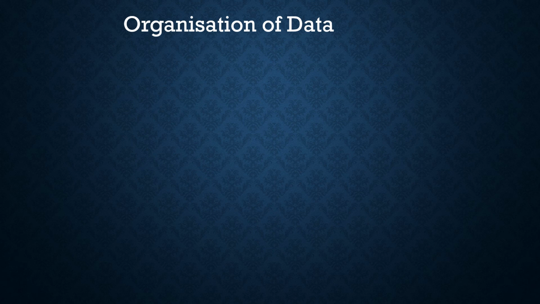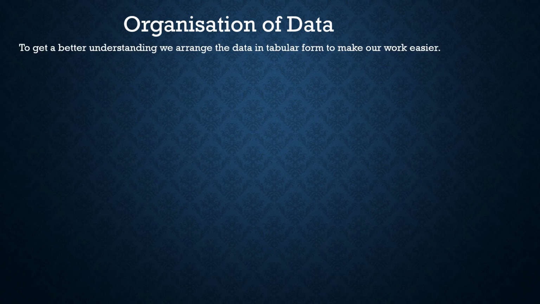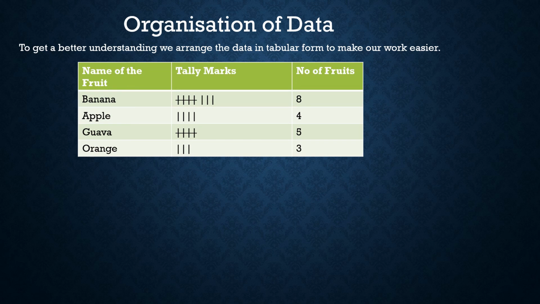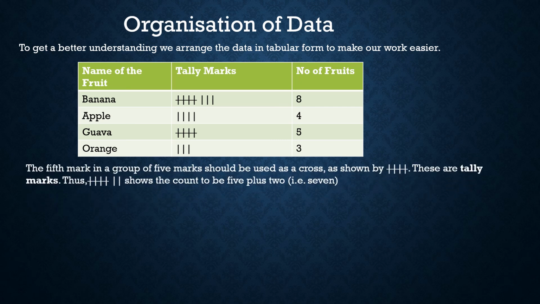Organization of data. To get a better understanding, we arrange the data in tabular form to make our work easier. For that, we have to draw a table with headings: name of the fruit, tally marks and number of fruits. And then we have to read each item, that is each choice of fruit, and against each fruit we put a tally mark, and the fifth mark in the group of 5 marks should be used as a cross, as shown like this. And these are called tally marks.